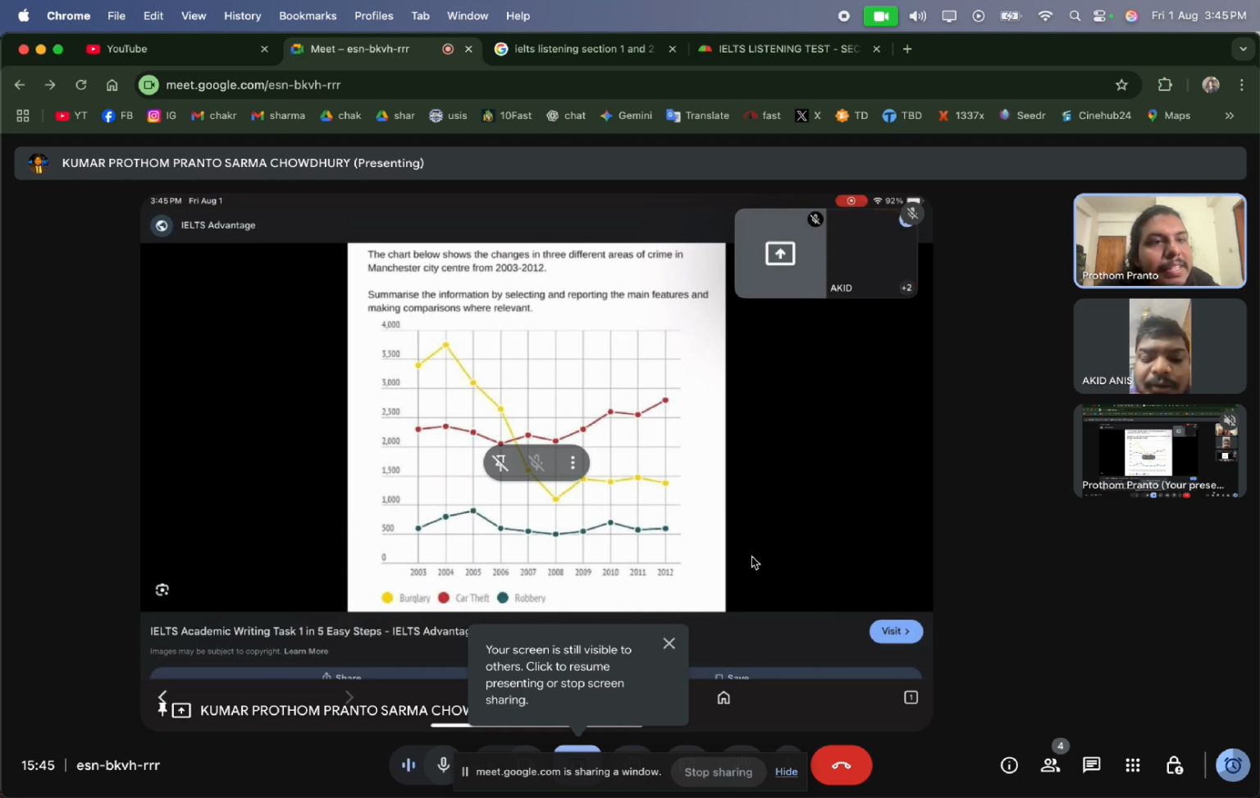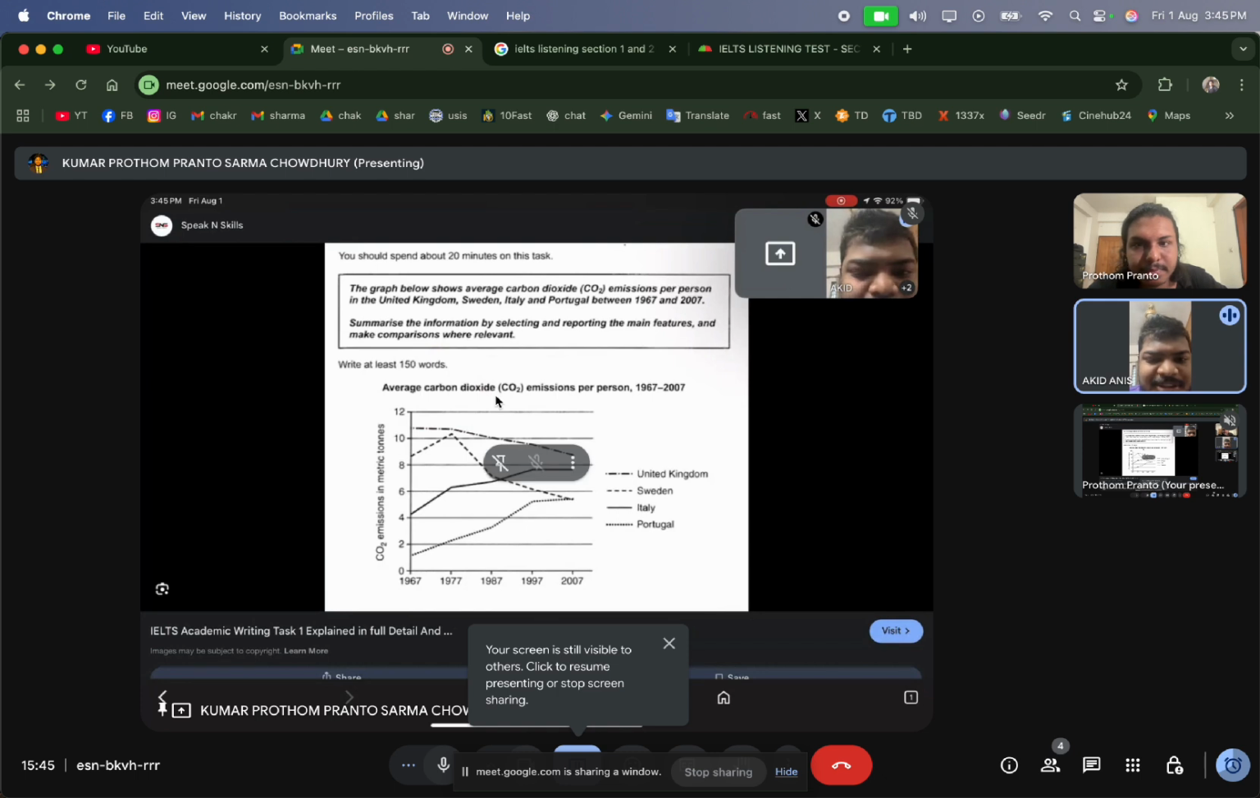You have to use the words stable, declined, decrease, increase, or there's a spike, rose, grew. Okay. So will it always be graphs, or will it be something else?